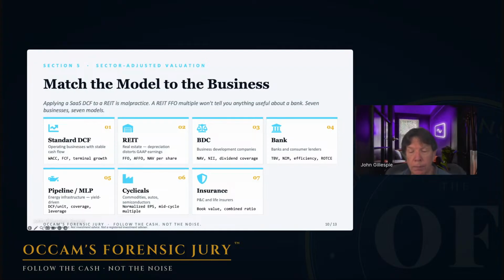For pipeline and master limited partnerships, it's distributable cash flow per unit that matters, distribution coverage, and leverage, at full cycle and mid-cycle multiples, or you'll buy them at peak earnings on a low PE and get destroyed. For insurance, it's book value, combined ratio, and underwriting discipline. Seven businesses, seven models. The work isn't memorizing every formula. The work is recognizing what kind of business you're looking at before you start valuing it. Get the company right, and the model follows.